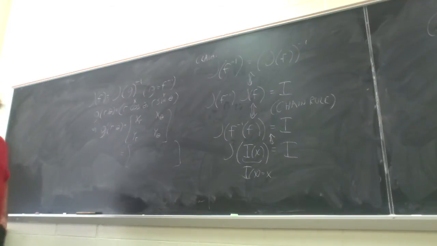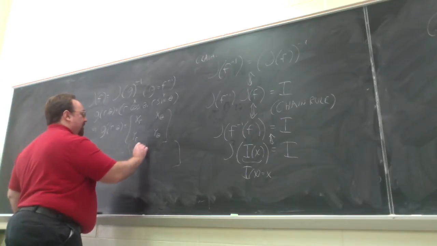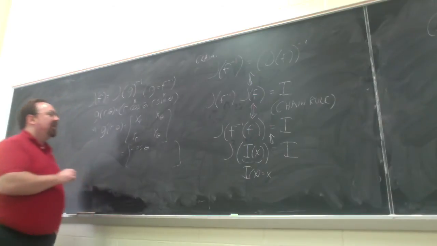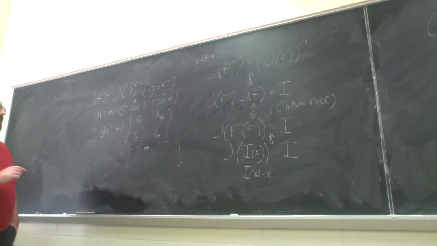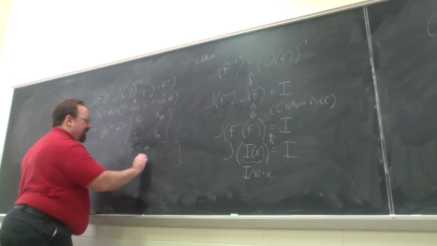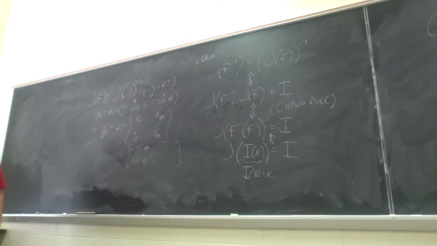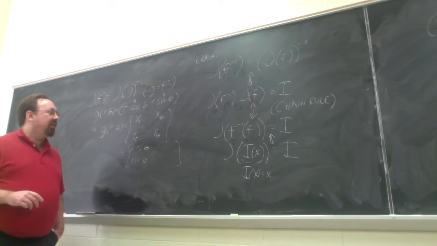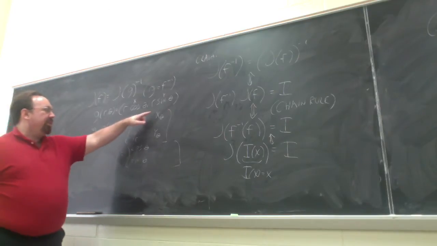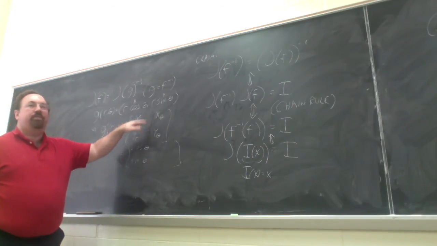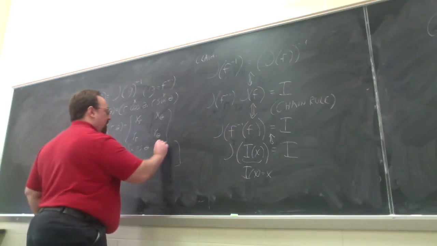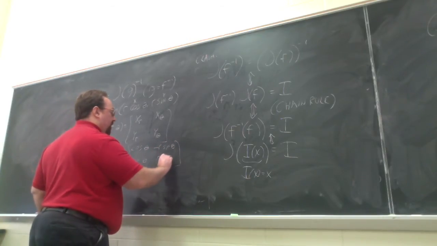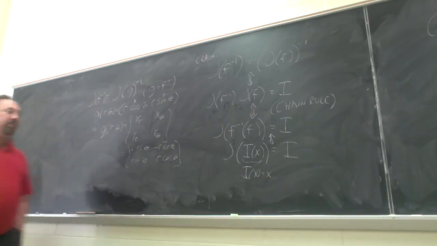Cosine theta. In that column you get sine theta. Yep, those are the easy ones. By the way, anyone else is welcome to yell out answers too. Negative r sine theta? Yeah. And then r cosine theta. Yeah, r cosine theta. Okay, so now we have G prime.